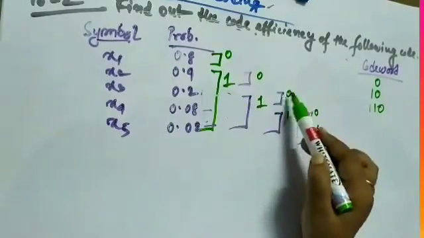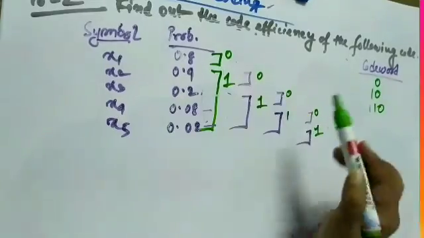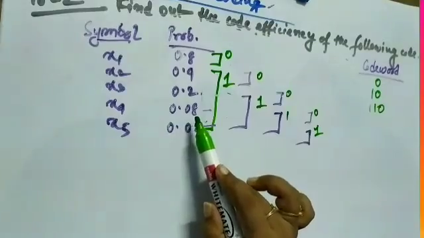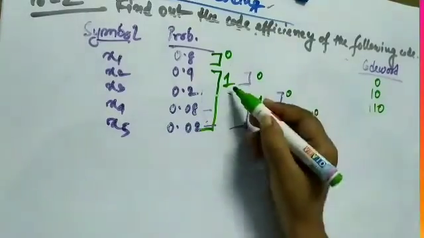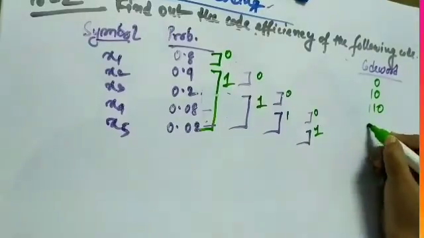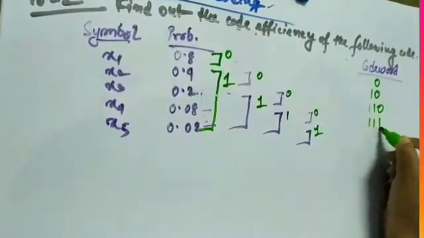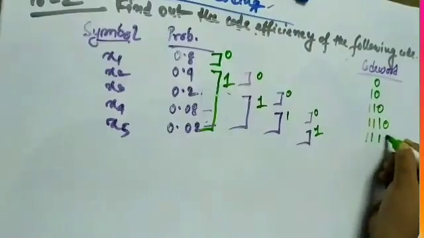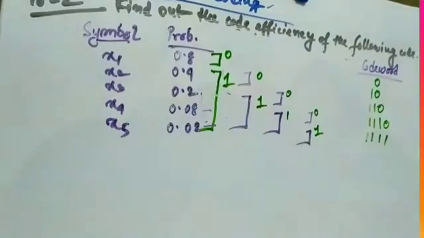That means it ends here. For 0.08, the subdivision will be 1, then 1, then 1, then 0. So 1, 1, 1, 0. And last will be 1, 1, 1, 1. These 4 are the code words.